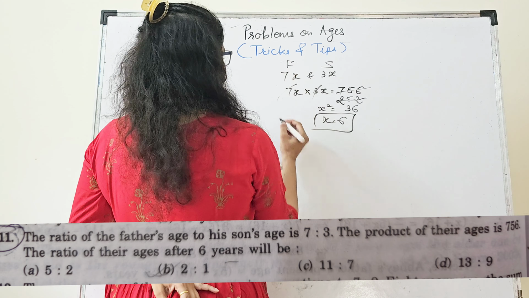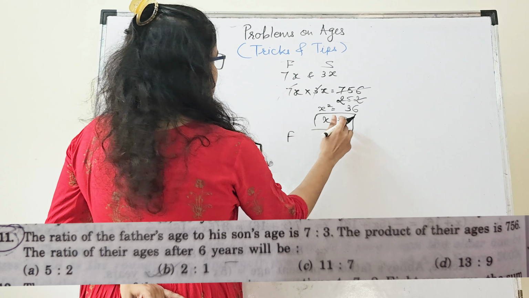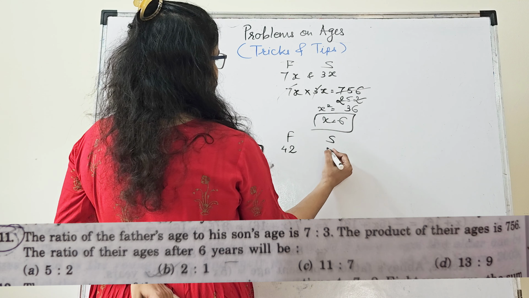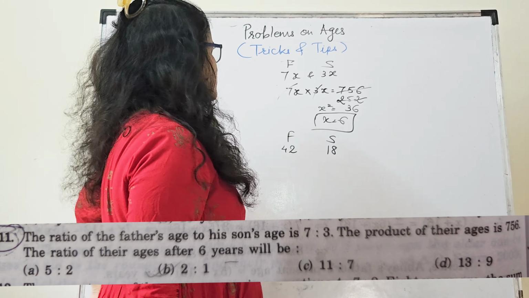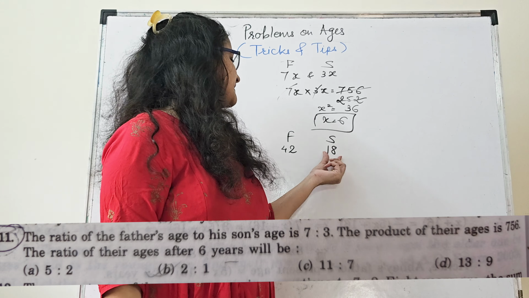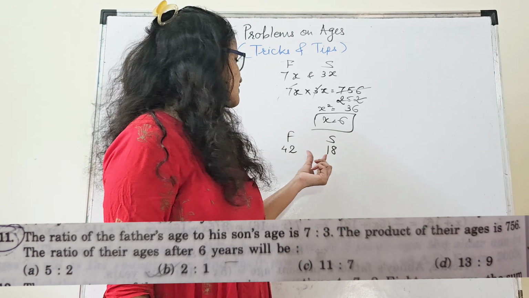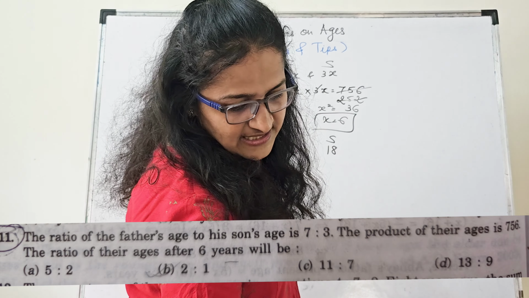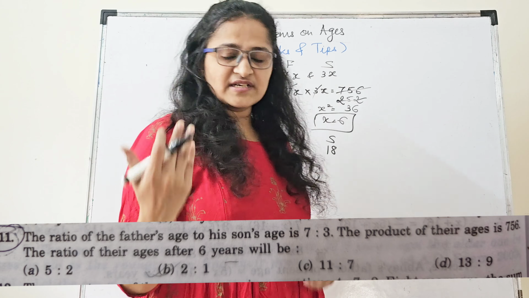So what is the 7x? So father and son, right? So what is the value of 7x? 42, and 3x is 18. Okay. So their present ages are 18 and 42. Father is 42 years old and son is 18 years old. But are they asking me that? No, they are asking me the ratio of their ages after 6 years.